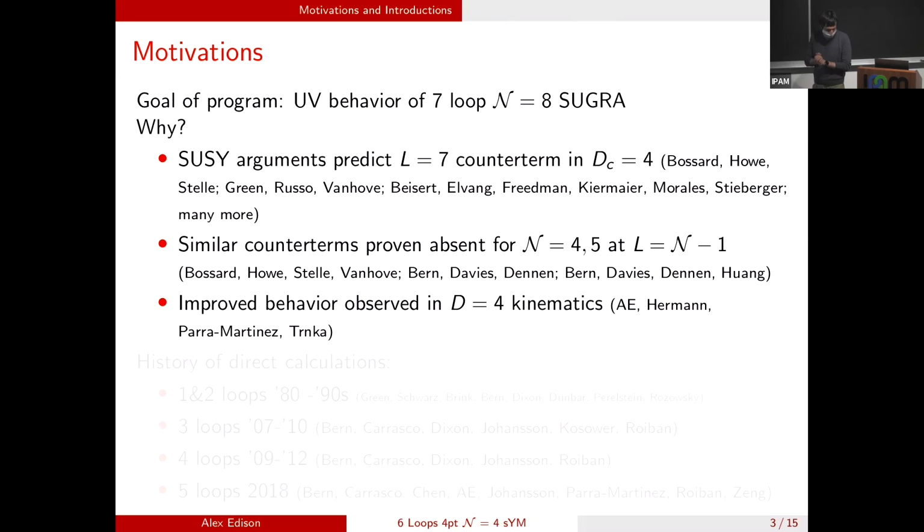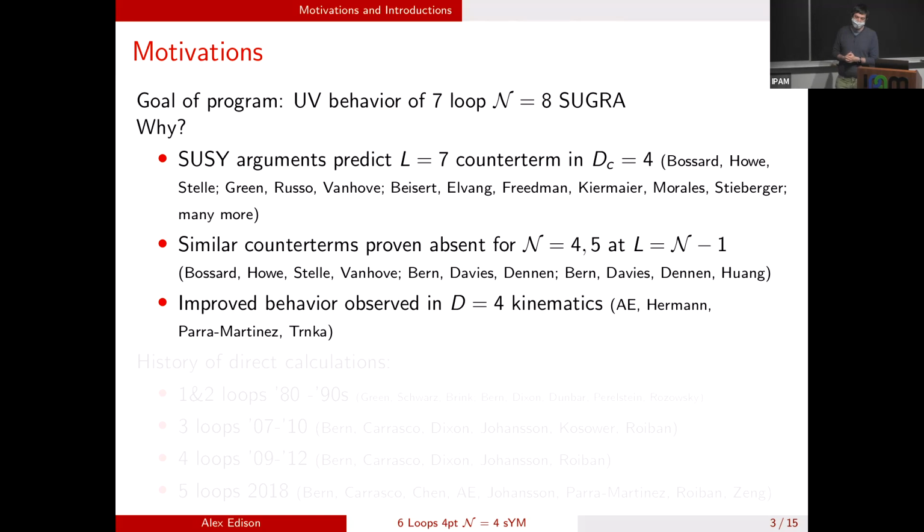So the main motivations for the talk, the main motivations for the project. Well, why would we want to calculate 6 loops? Well, because we want to calculate 7 loops at some point. Now that's kicking the can down the road a little bit. The reason we really want to do 7 loops is this ties into counterterm arguments related to supersymmetry and symmetry arguments, where a bunch of traditional supergravity people and supersymmetry people have predicted an unprotected counterterm that could appear at 7 loops in d=4.